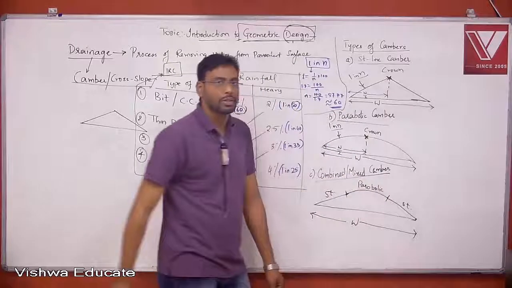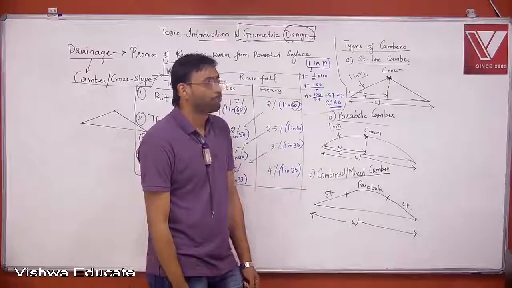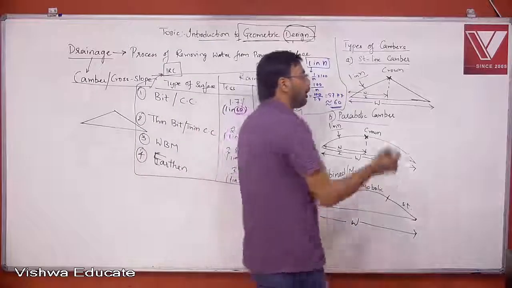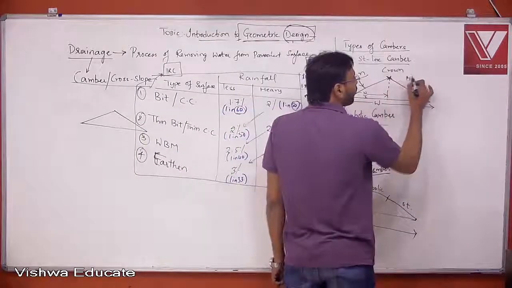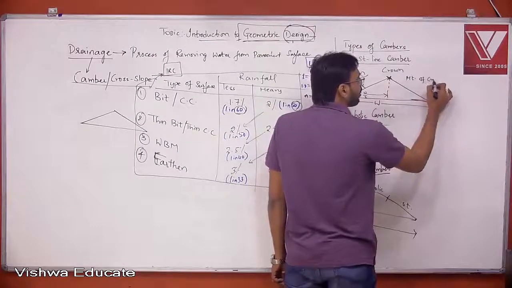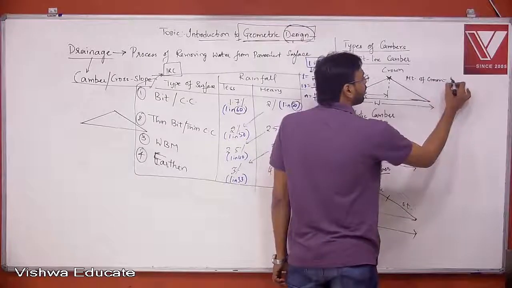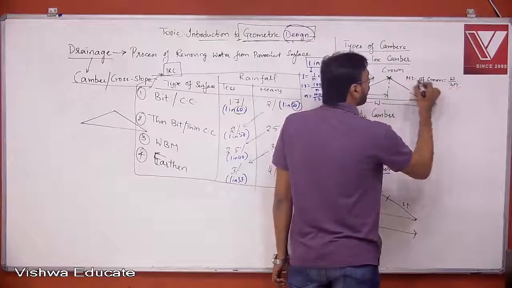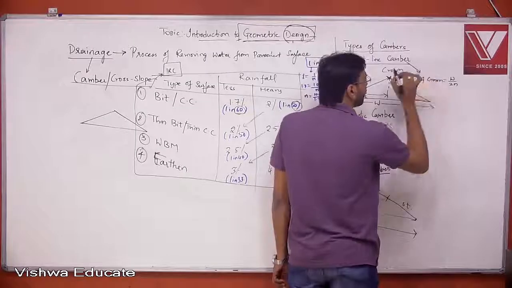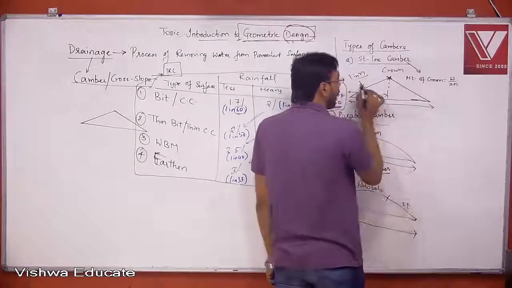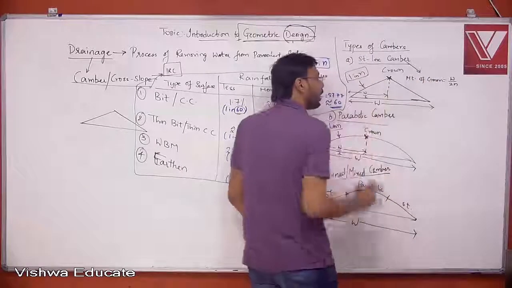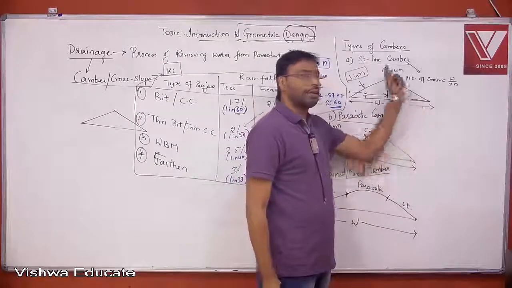Crown will be at a distance of W by 2. Now, the height of crown is equal to W by 2n in case of a straight line camber. How did you get it? I have said camber is 1 in n and it is a straight line.